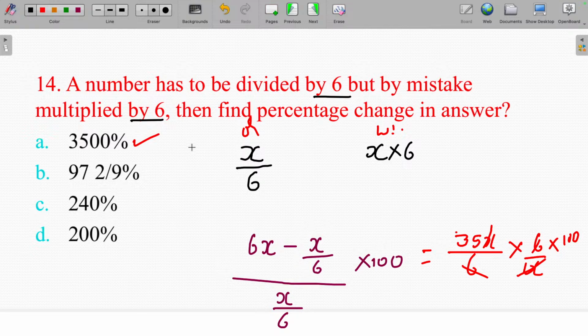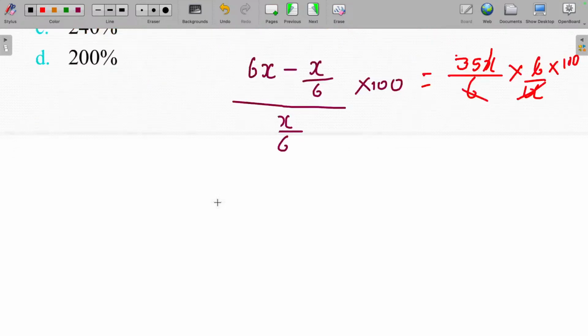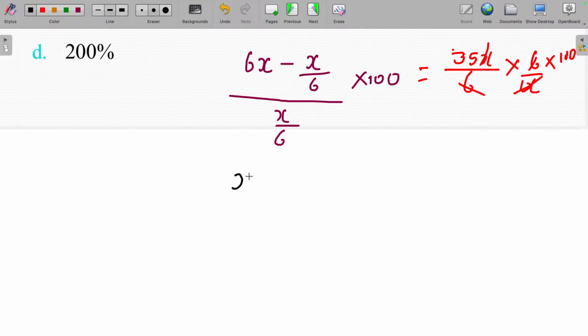See now. Is the writing over? I think I will do method 2. Method 2. Yes, sir. Okay, here I will write it. Anyway, I need notes. Method 2 I will write. x by 6. x is a number. I have to divide by this number 6. But instead of that, I just multiplied that number.